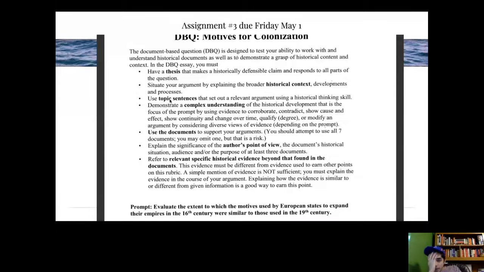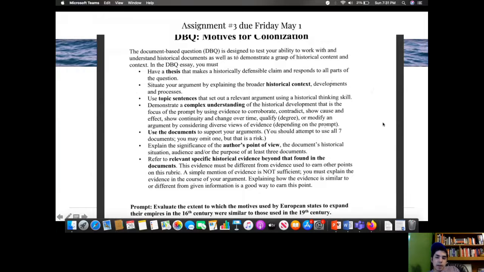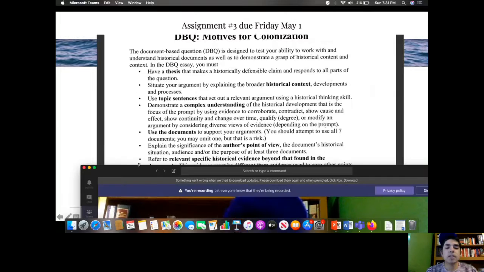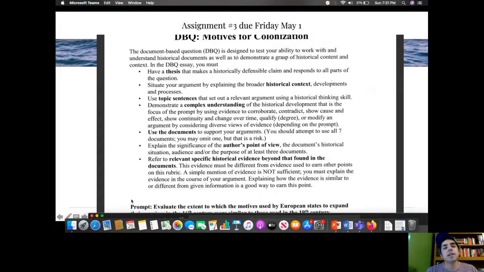Okay, your final assignment due Friday, May 1st, is the DBQ Motives for Colonization. We've done this DBQ before. Evaluate the extent to which the motives used by European states to expand their empires in the 16th century were similar to those in the 19th century. So basically, you're comparing old and new imperialism.